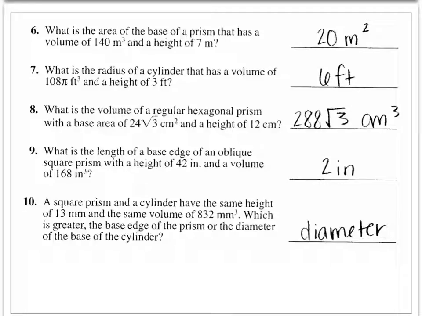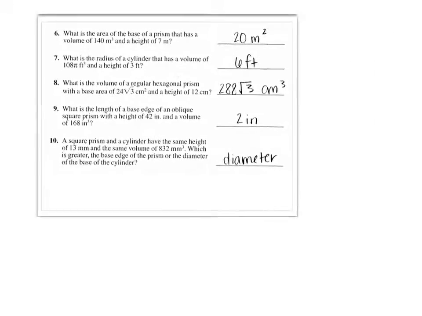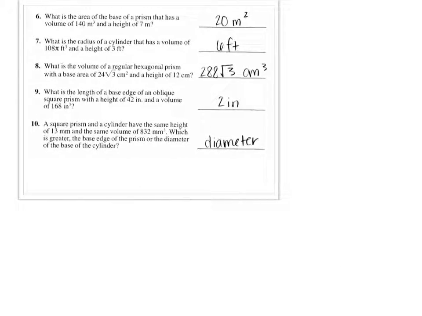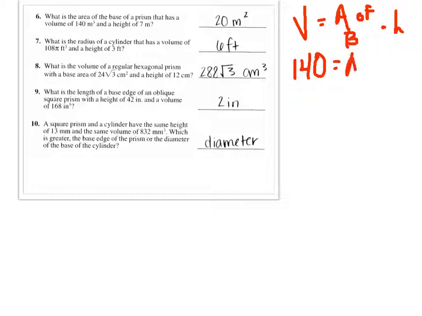On to number 6, we want the area of the base. Now we're getting into the story problems, so I'm going to back this up, have some room. We want the area of the base of a prism that has a volume of 140 and a height of 7. This is just kind of thinking about it from a different way. Volume equals area of base, I'm going to say A of B, times height. So the volume is given, it's 140. We don't know the area of the base, and we know the height is 7. We're going to divide by 7. 140 divided by 7 is 20, and that's the area of the base.